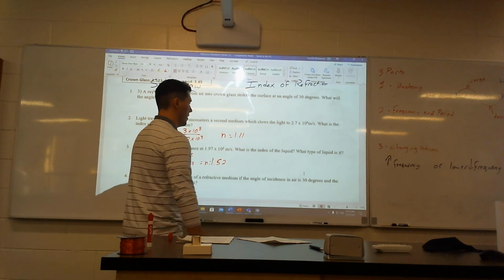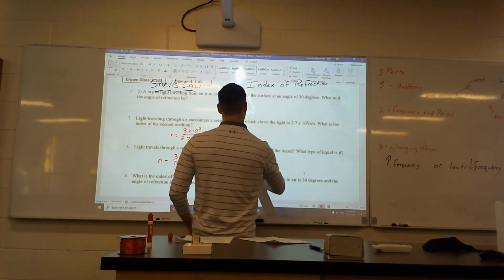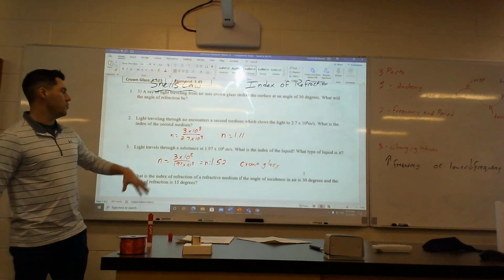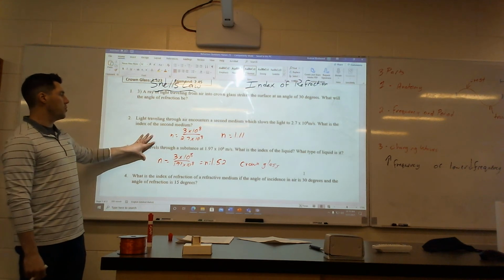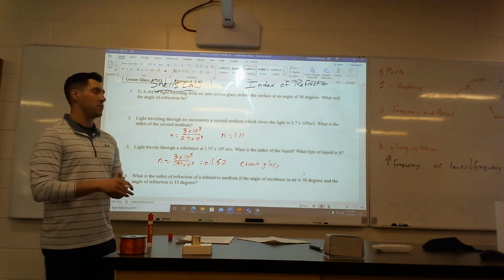1.52. All right, and so what does that match up there? It matches our crown glass. So this substance that it actually moved through would be the crown glass. All right, so there's how to do those 2 questions, and how to actually find a new n value just based off of speeds.